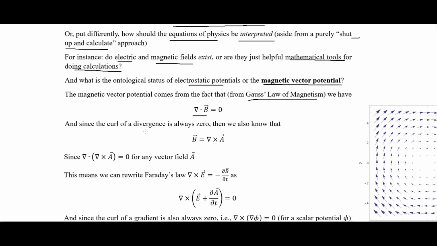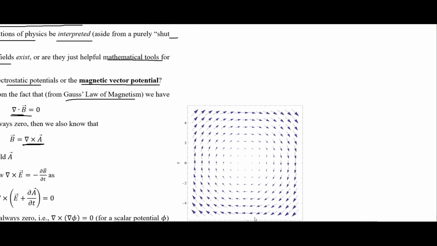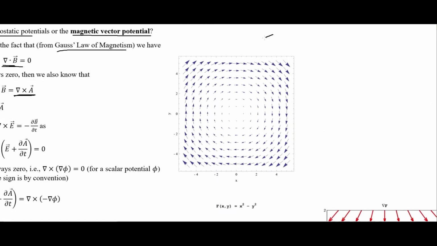Since the divergence of a curl is always zero, we know that this B can be equal to the curl of this vector potential, as it's called. So this A here is the vector potential. Just to make sure we're on the same page, the curl measures how much of a loop you are forming, how tight the loop is.